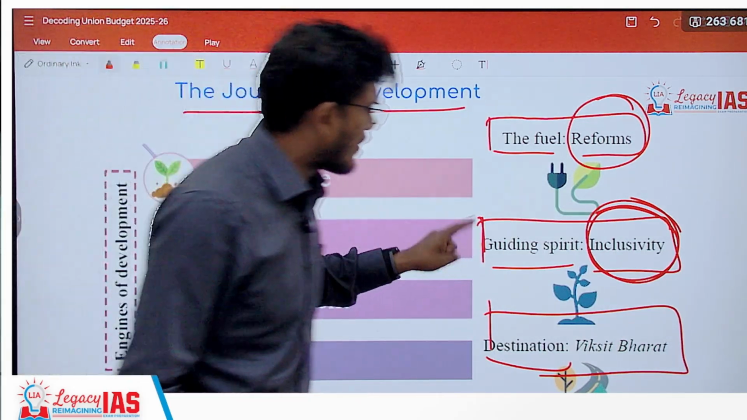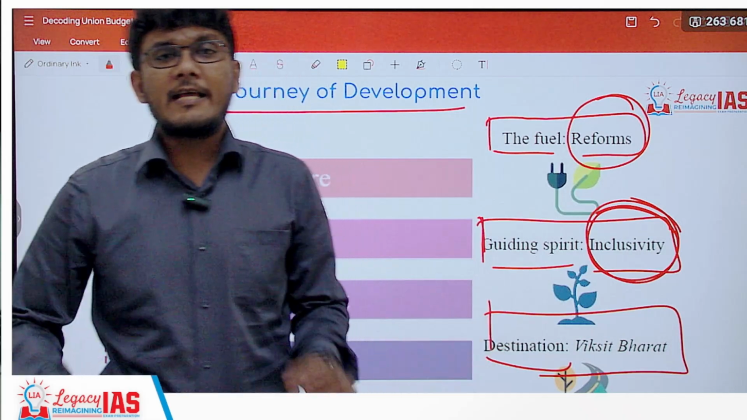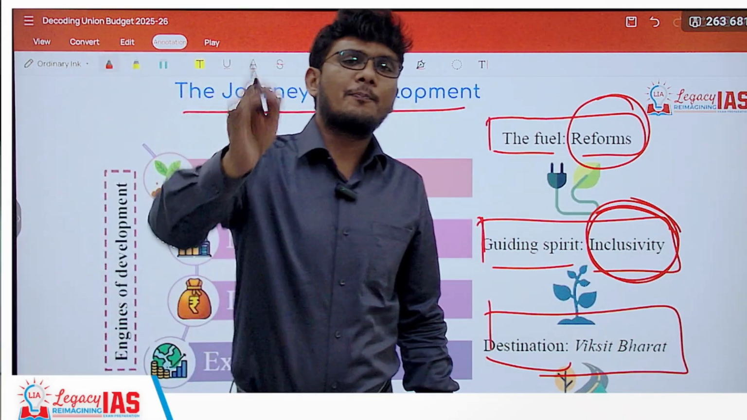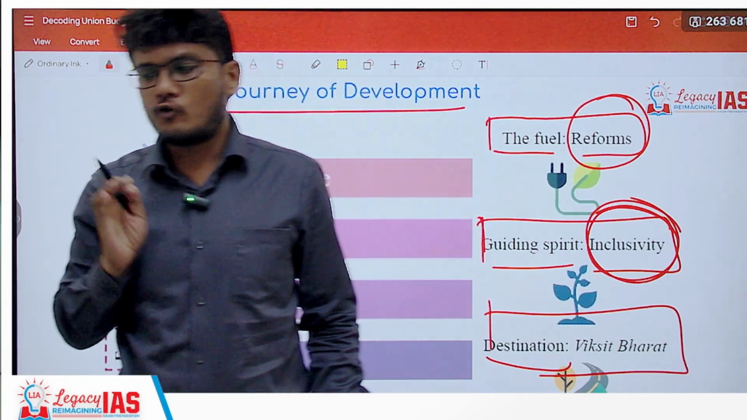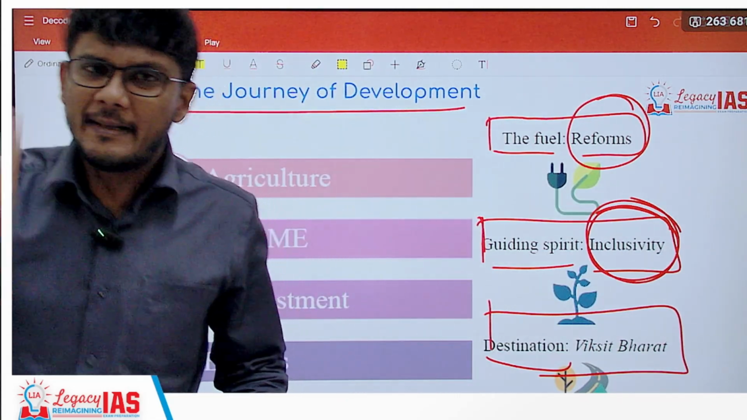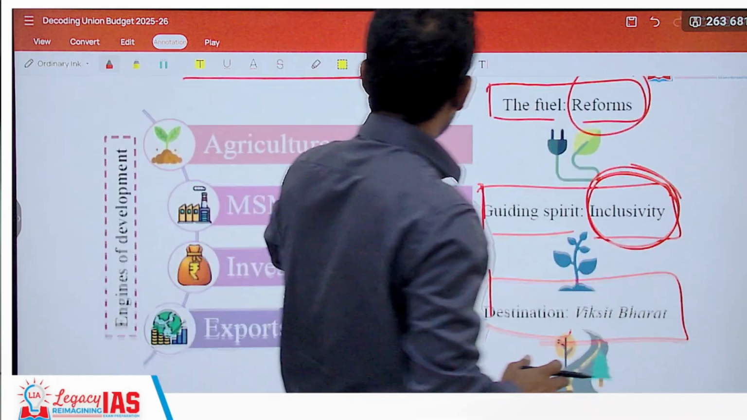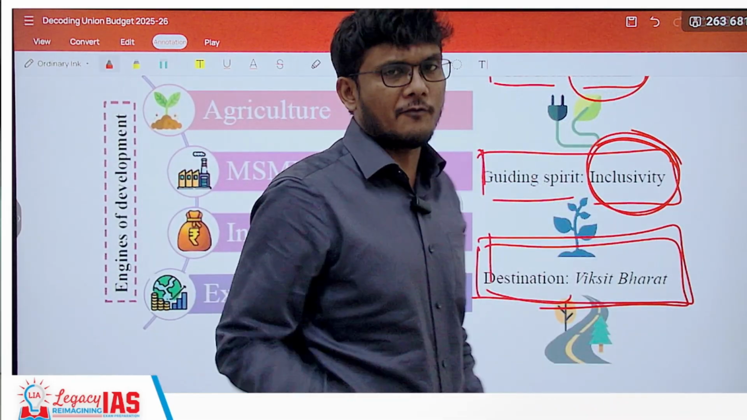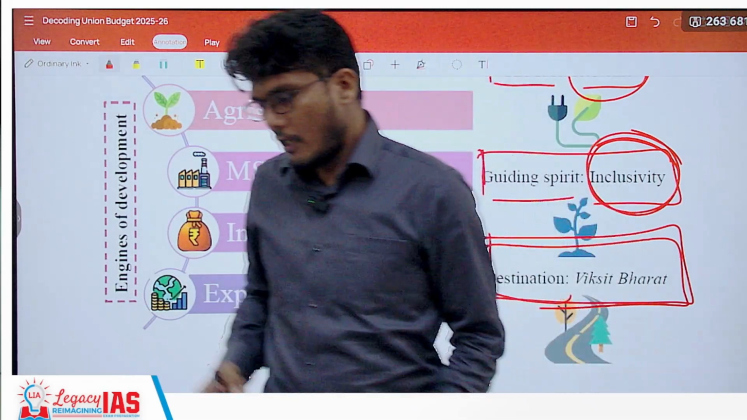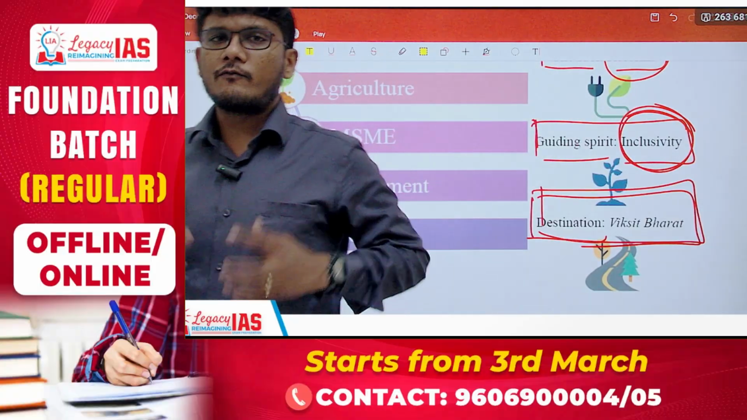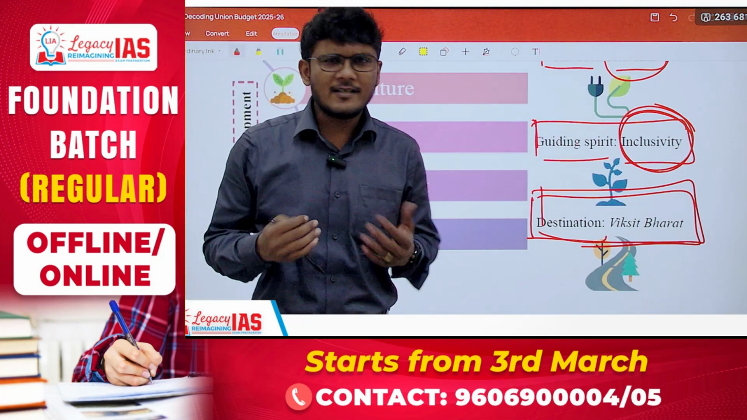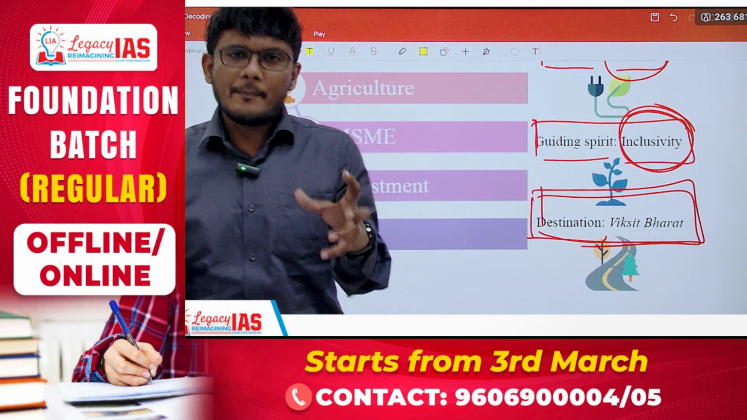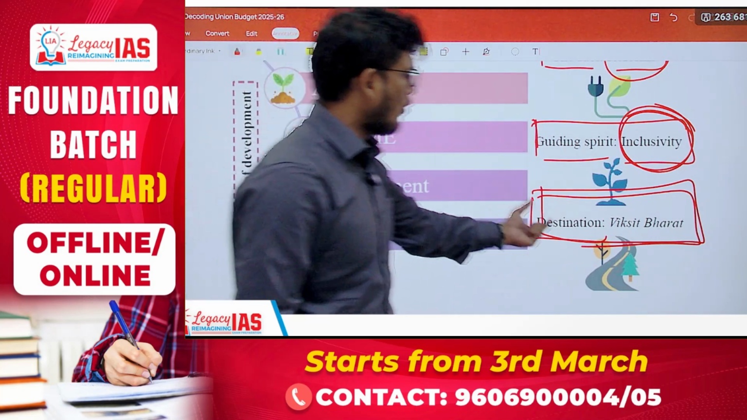So the government's guiding spirit is inclusivity. That means not to leave any person behind. The last person standing in the queue should also be a part of development. And what is the destination? The destination for all of us is Viksit Bharat. Viksit means developed, so a developed India is what we are aiming for. Presently we are in the stage of development, so we are a developing country, but we want to be, of course, Viksit Bharat.